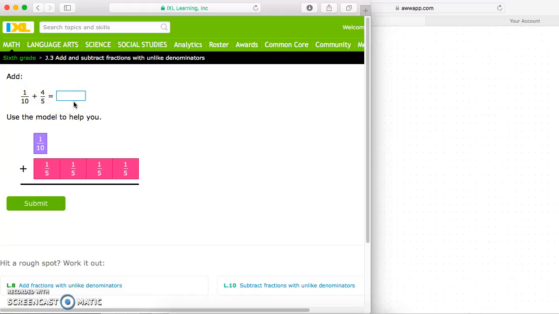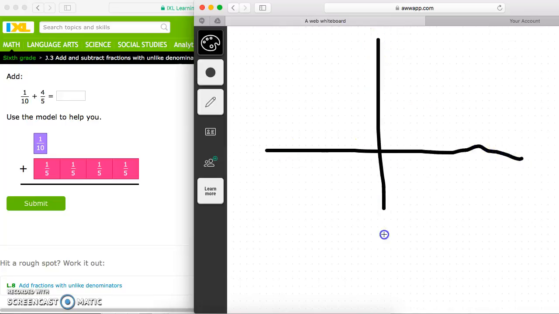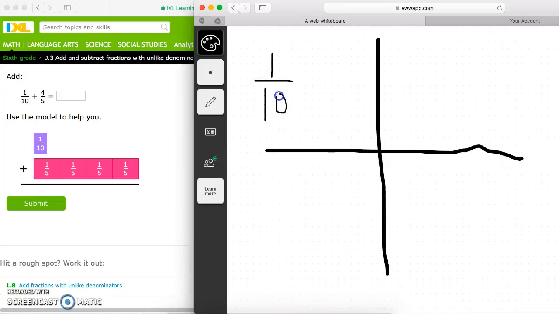Your other option is to use the 4 square method that we practiced in class last week. This method would look like this. We draw our 4 squares. Sorry, it's a little squiggly. Let me make this a little smaller. Remember, in our first square, all we do is just rewrite our problem. We have 1/10 plus 4/5.